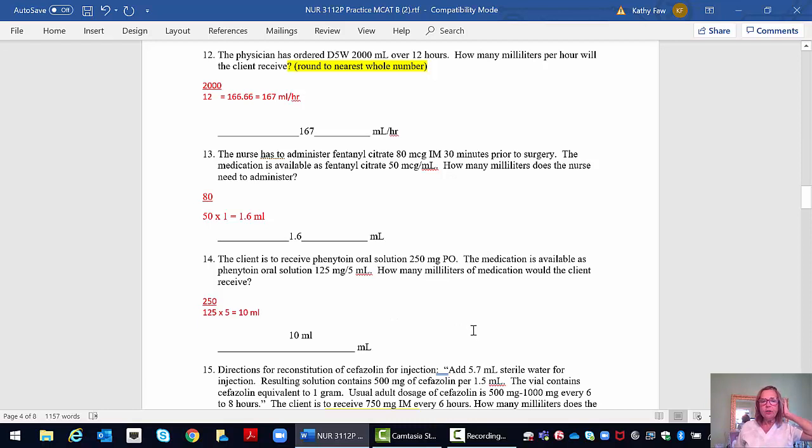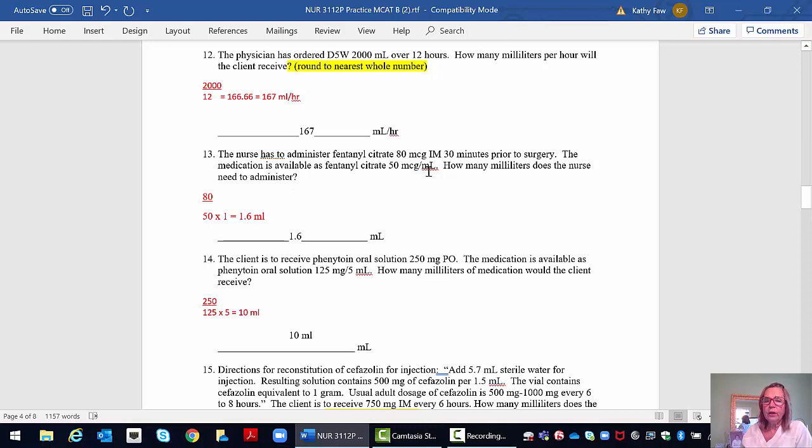All right, 13. The nurse has to administer that fentanyl. It comes in 80 micrograms. IM, 30 minutes prior to surgery. So that's when they want you to give it. And the med is available as fentanyl citrate, 50 micrograms an ml. So how many milliliters does the nurse need to administer?